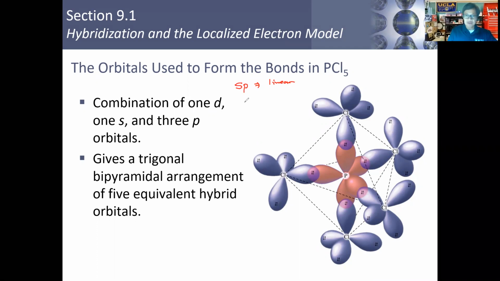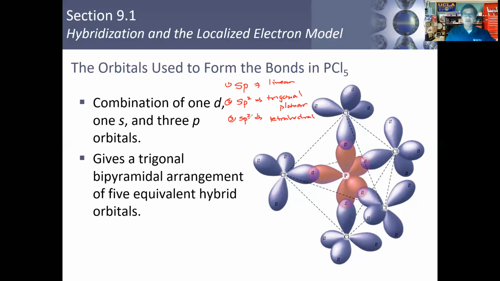We then talked about the sp2 hybrid orbitals, and the geometry there was trigonal planar. With the trigonal planar geometry, we had three sp2 hybrid orbitals and one unhybridized p orbital. And then we started the discussion of sp3 hybrid orbitals, which gave a tetrahedral geometry. These are the three orbital hybridizations that you will absolutely need to know for the AP exam. So you have the linear sp, the trigonal planar sp2, and the tetrahedral sp3.